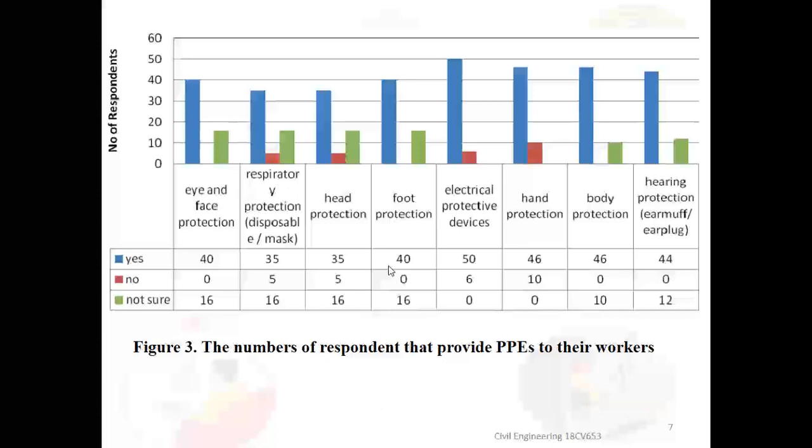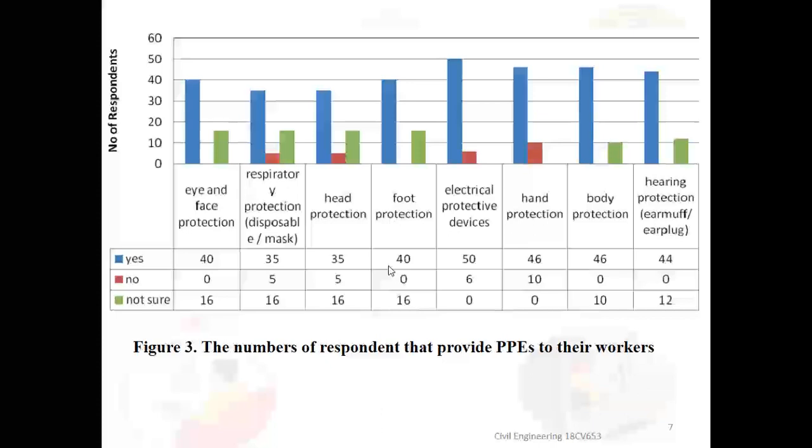Foot protection, where 40 is yes, 0 is no, and 16 is not sure. And electrical protective devices, 50 yes and 6 no, and there is 0 not sure. It means everybody wanted electrical protective devices, with only 6 no. Most of them suggested electrical protective devices.